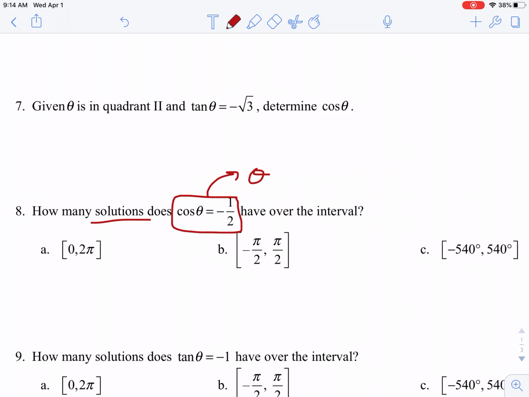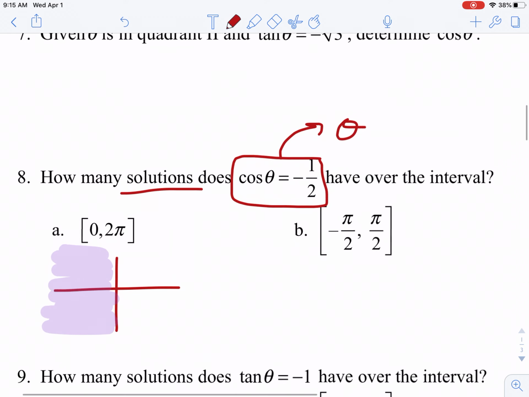So the best way to do this is to start by thinking about where are the one or two angles between 0 and 2 pi that have a cosine value of negative 1/2. That's where I want to start. Cosine is negative in these two quadrants, so I know I'm thinking about those two quadrants. And where is cosine, the x value, negative 1/2? That's going to be our angles that have a reference angle here, pi over 3.